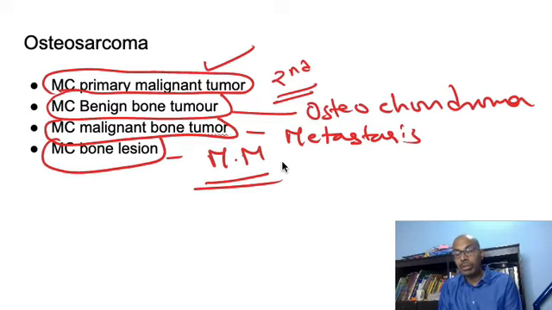So these most commons you must understand very clearly. You must be able to replicate, very often asked in the exam. Which is the most common benign bone tumor? The most common benign bone tumor is osteochondroma. Most common malignant bone tumor is metastasis. Most common primary malignant tumor is the osteosarcoma.